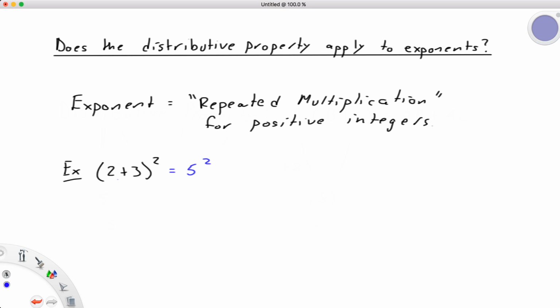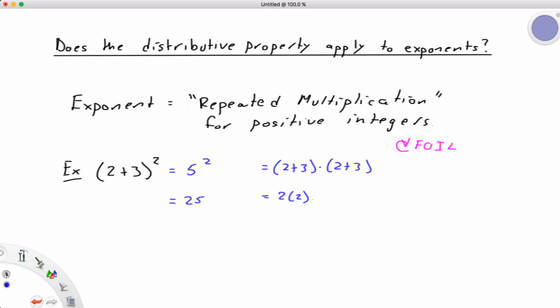If we want to do what's inside the parentheses first, right, follow our order of operations, 5 squared, or 25. We could also say it is 2 plus 3 times 2 plus 3. Right, and if we wanted to get really fancy here, we could start to FOIL, if you're familiar with that as well. Right, that's first, outer, inner, last.